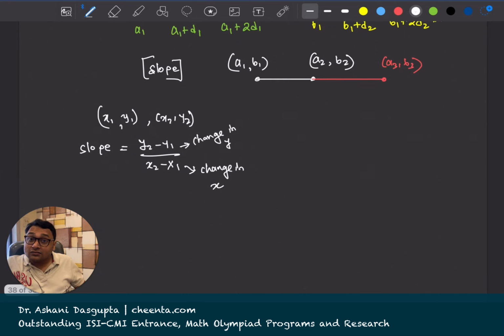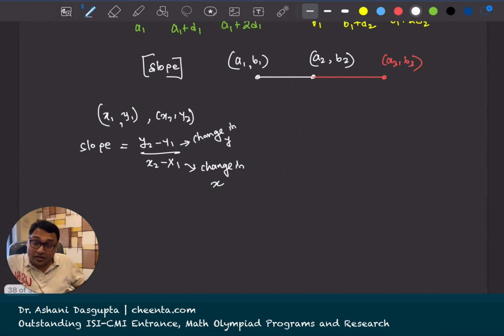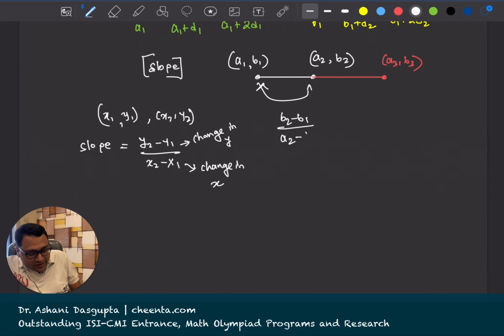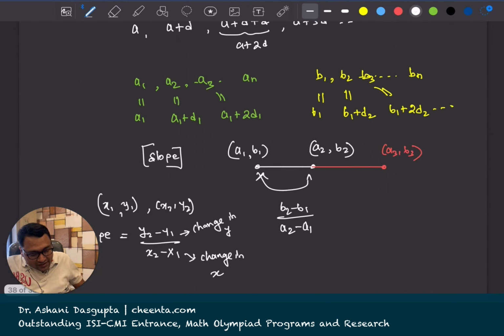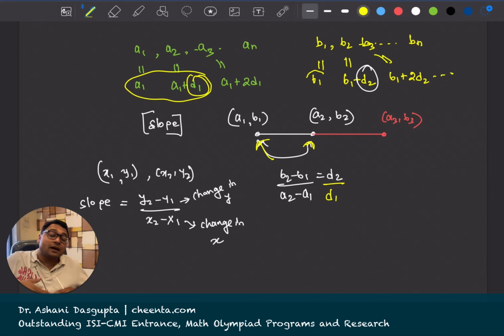Okay. So now let's calculate this rise over run in this particular case. In this first interval, the slope is b2 minus b1 over a2 minus a1. So b2 minus b1 is divided by the common difference of the first progression. Can you calculate the slope of the second segment, from the second point to the third point, and tell me what the slope is in the comment section?